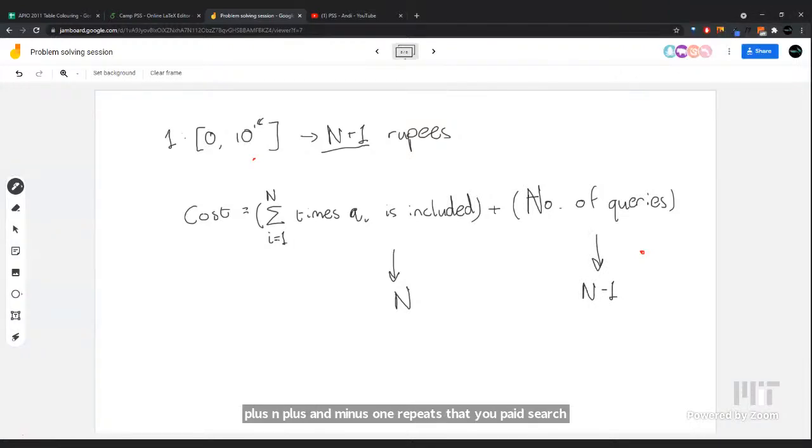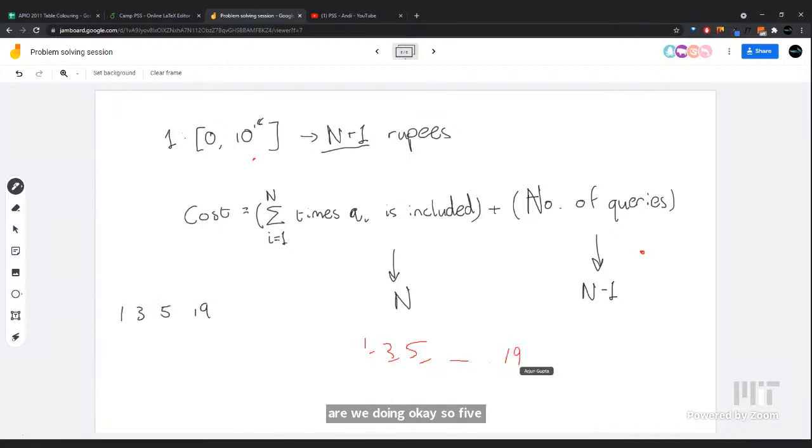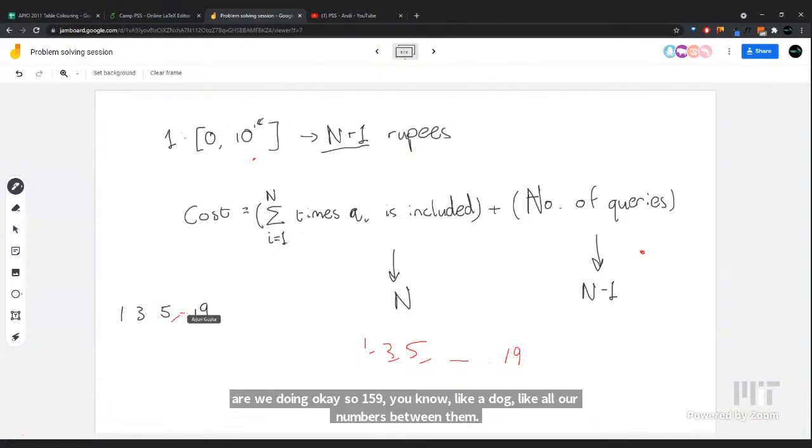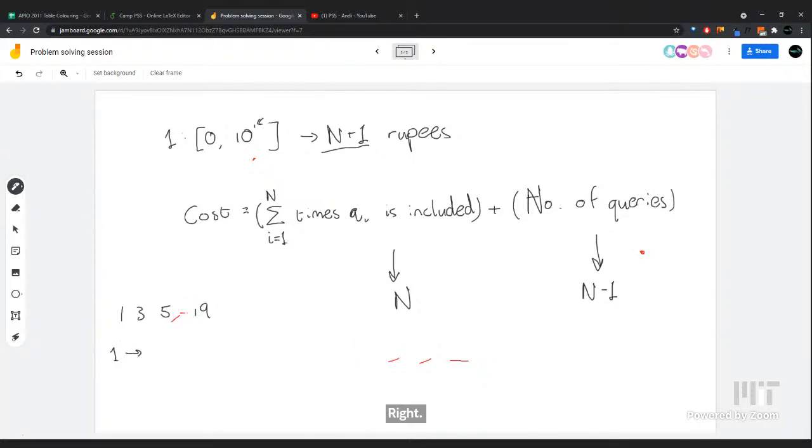Sir, so in total, suppose 3n. The numbers given to us were 1, 3, 5, ..., 19, like all odd numbers between them. So basically query 1 returns 1 and 19, right? And we pay 11 rupees. n is equal to 10 here.